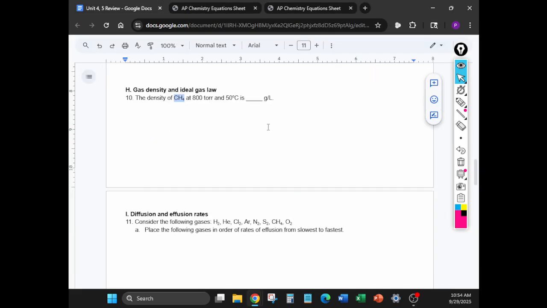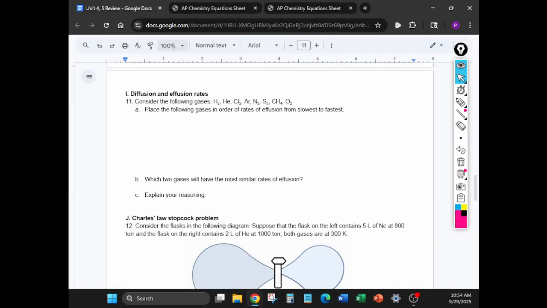Okay, so let's move on from 10 and we'll go to 11. Ooh, my favorite topic. So this one right here, first thing we're going to do is take a look at these different gases. And what we want to do is order them in terms of effusion from slowest to fastest.